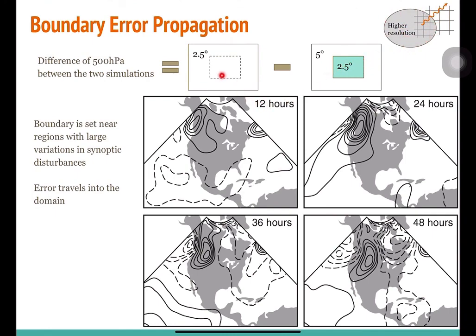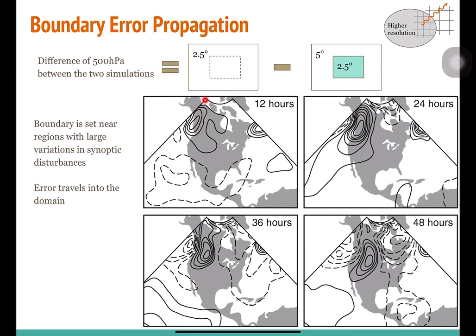And then we have the results of both of these two experiments, and then we take out the data in this region and we take out the data in this region, and we found that they're different. So this one is supposed to be better because we have the whole domain with a higher resolution, and you can see that the error is propagating first of all from the boundary. So this shape is due to the map projection.